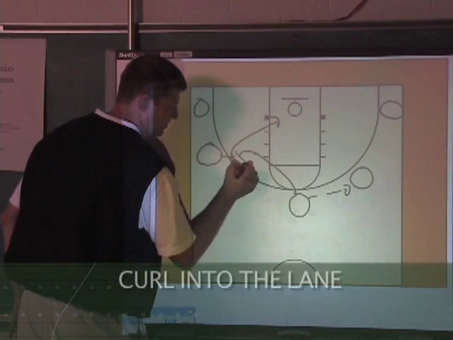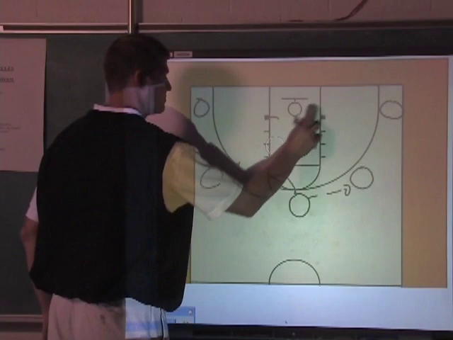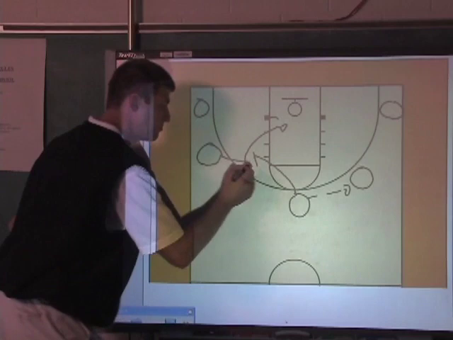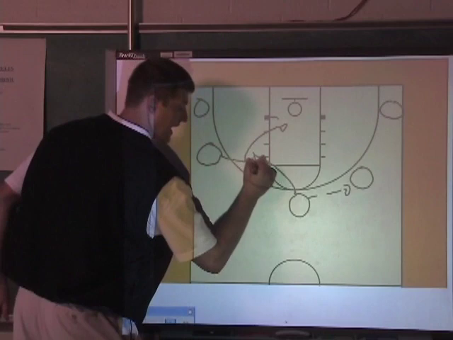Now, once he's curled into the lane and the screen has been set here, he goes off of it. This player will immediately turn his back and seal a person at the switch or seal somebody and come back looking for the basketball. Now, the other rules still apply.